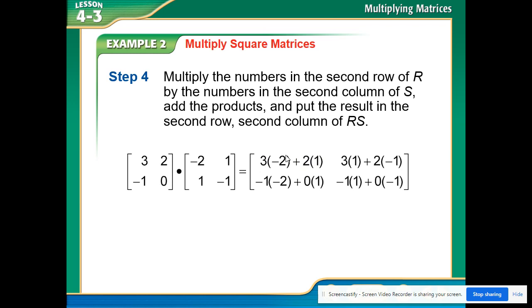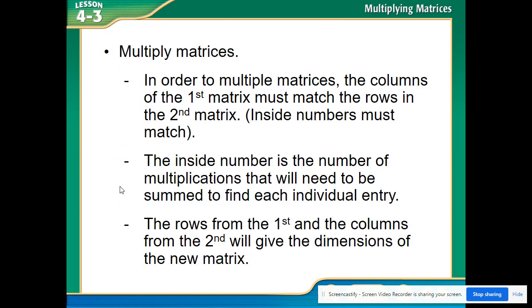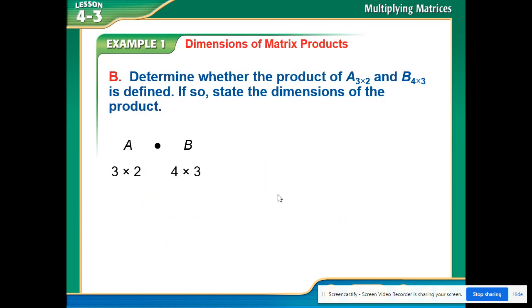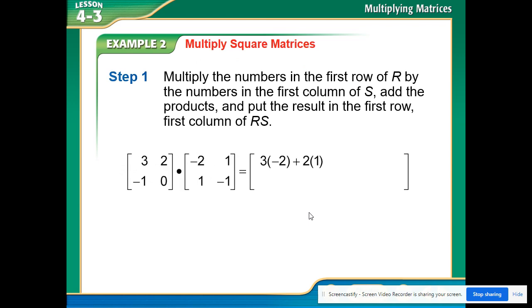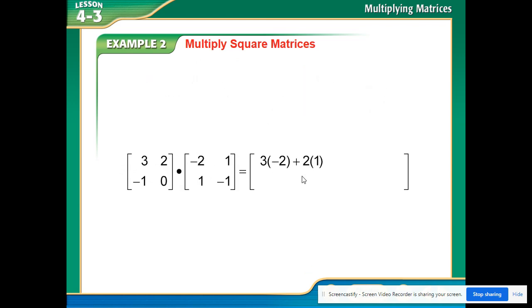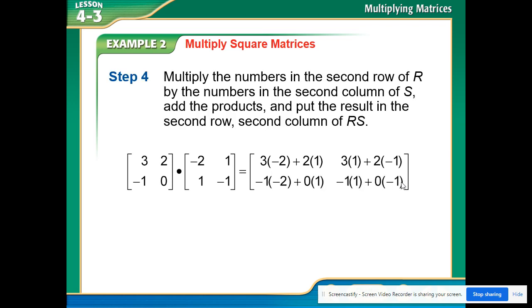Notice that there are two sets of multiplications for each one that we are going to add together. That was what I was talking about way up here at the beginning. The inside number is the number of multiplications that we have to have and to be summed in order to find the individual entry. So when I'm coming all the way back here, this is a 2 by 2 times a 2 by 2. The 2's are the things that are in common in the middle, and since they're in common, I'm going to have 2 sets. Each of these has 2 sets, 2 and 2.